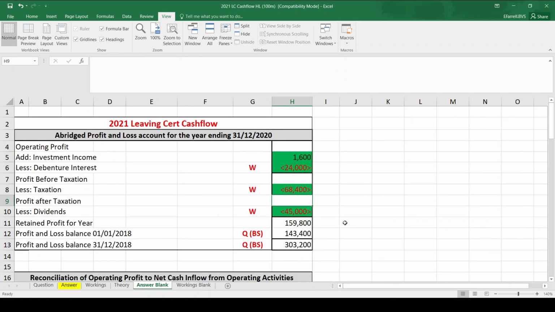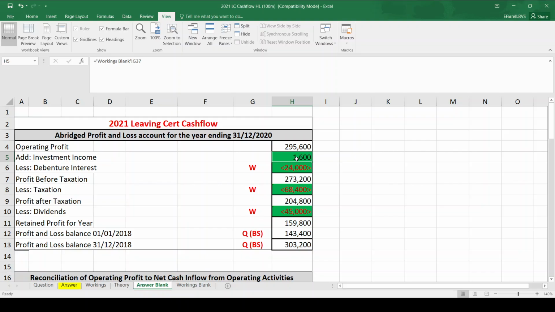So that will work back up. Some figure less 45 gives me 149. So to get that, I'm just going to add the two figures. It gives me 204,800. Some figure less 68,400 gives me the 204. So again, I'm going to do the opposite. When I work back up, I'm going to add these figures to give me 273,200. Some figure plus 1,600 minus 24 grand gives me 273,200. And again, I'm going to do the opposite. I'm going to add 24 and take away the 1,600, which is 295,600.